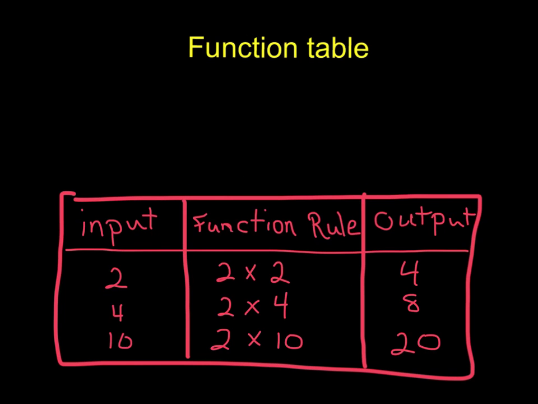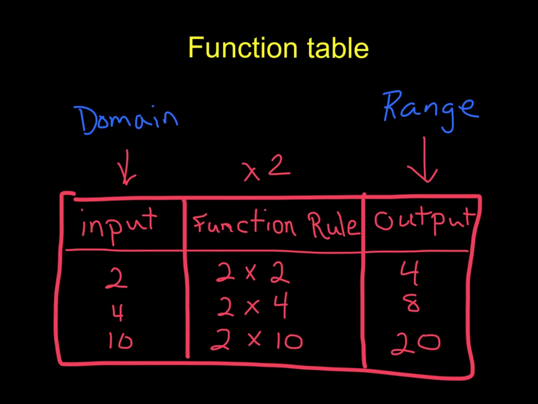When I take the information that I have and I organize it, I create what's called a function table. Okay, so right here you see this is a function table of the information that I was just using. So my function rule was that I would times by 2. So my input ends up right here, my output ends up here, and my function rule is right here.